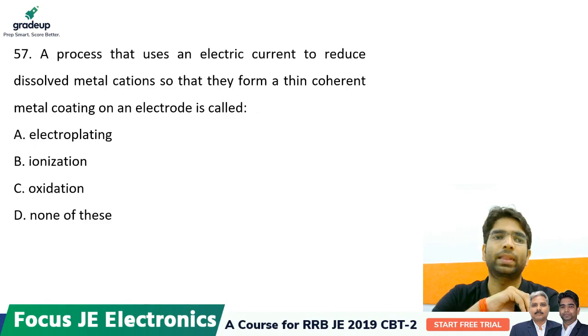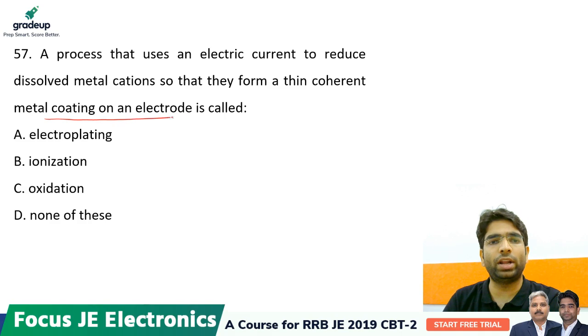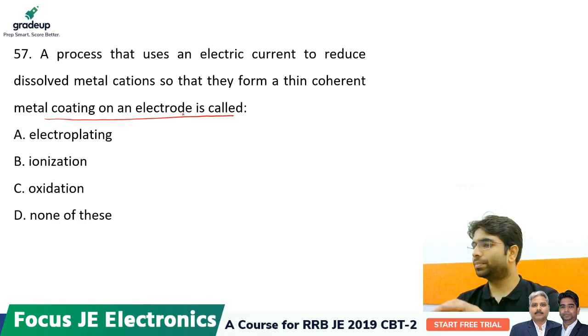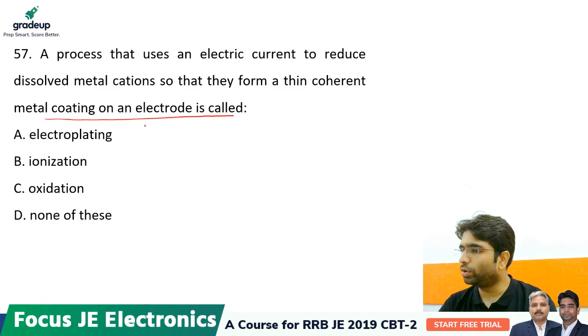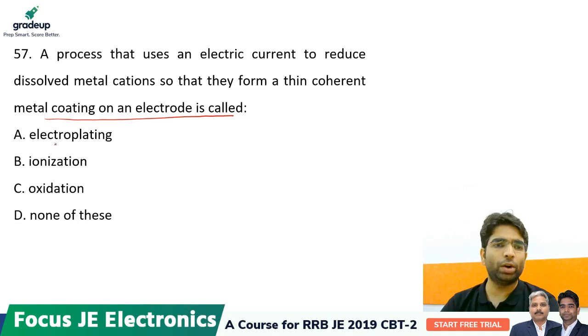The process that uses an electric current to reduce the metal cations so that they form a thin layer of coherent metal coating on an electrode is called? A option, electroplating.